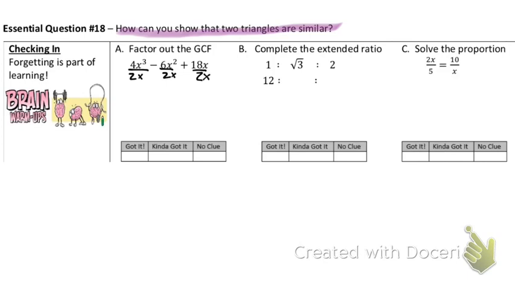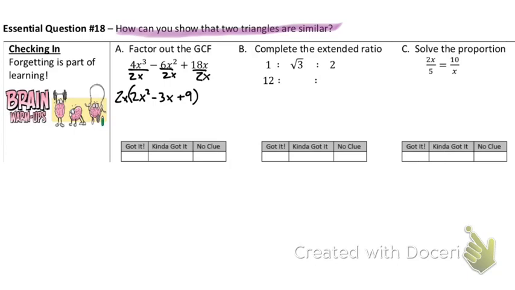4 divided by 2, that gives me 2. X to the third divided by x, we're left with 2 x's. Negative 6 divided by 2, negative 3, and that left with 1x. 18 divided by 2, that's positive 9, and I'm left with no x's. And your GCF always goes out in front. Alright, so that's it.